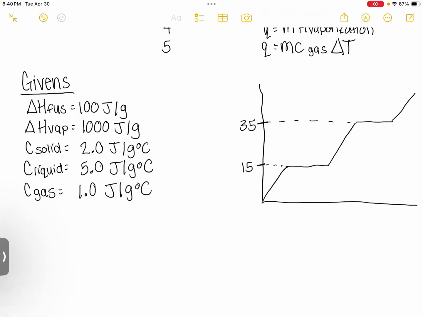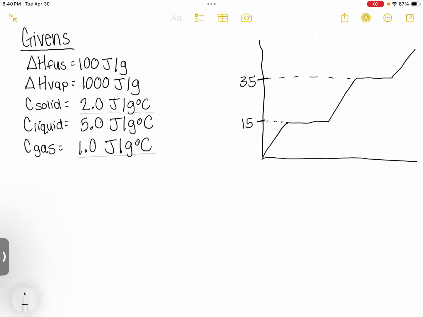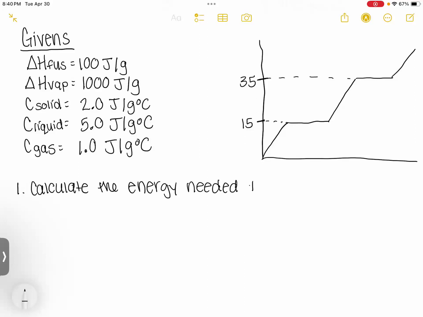So we're going to do a few questions using this information. Number 1, calculate the energy needed to heat 2.0 grams of the substance from 5 degrees Celsius to 13 degrees Celsius.